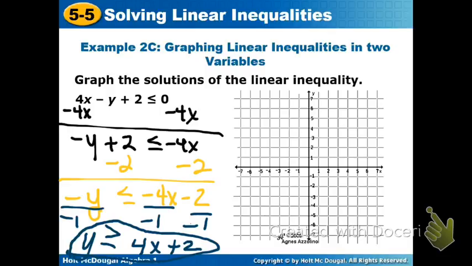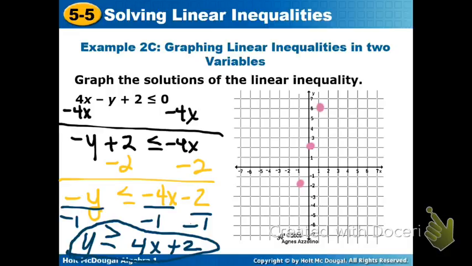Alrighty, so here we go. Intercept at positive 2. Just imagine it's over a little bit. There we go. Slope of 4 means we can go up 4 over 1 or down 4 back 1.